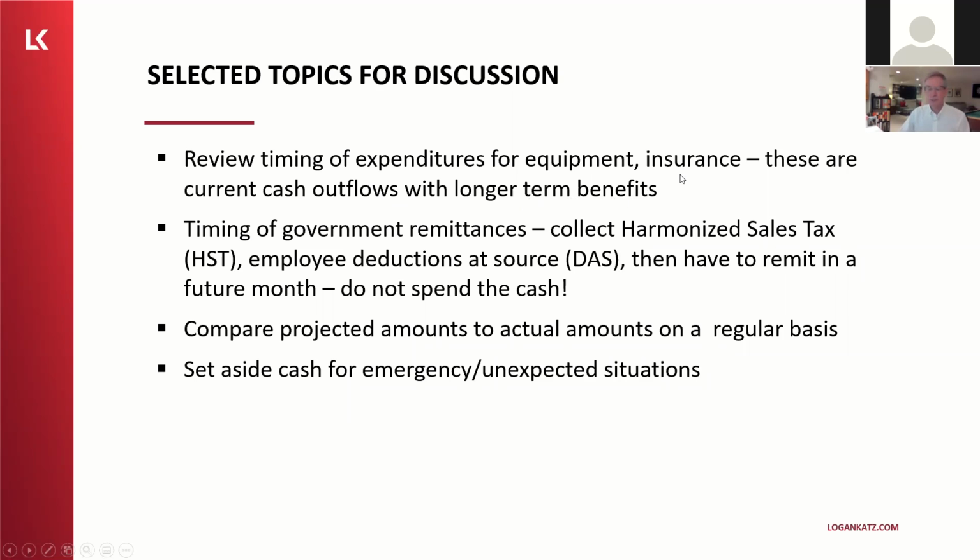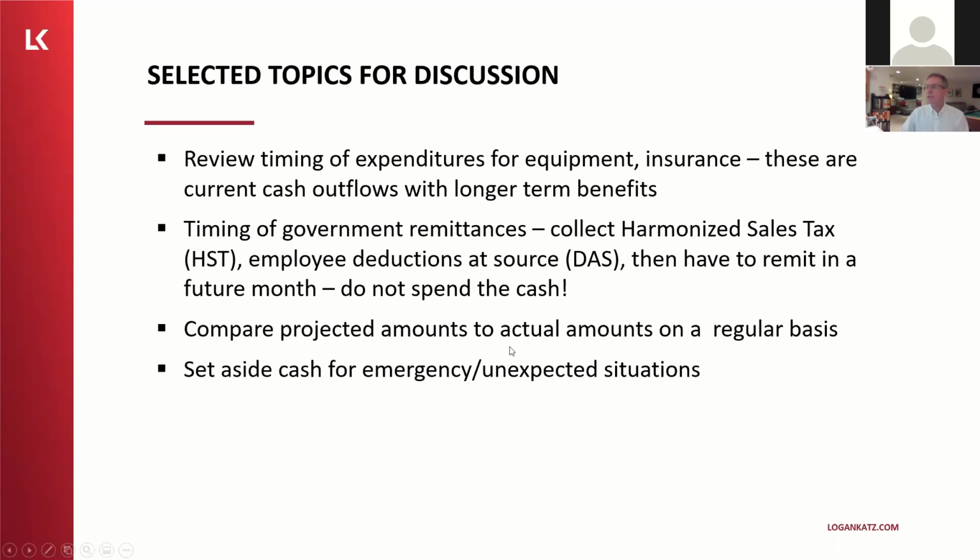I mentioned insurance. If you're coming up to a renewal period, you may find that liability insurance, say $2,400 a year, can be paid monthly. The insurance companies will charge a finance charge. It's interest, and it's deductible for tax. Again, always look to preserve as much cash for the near term.